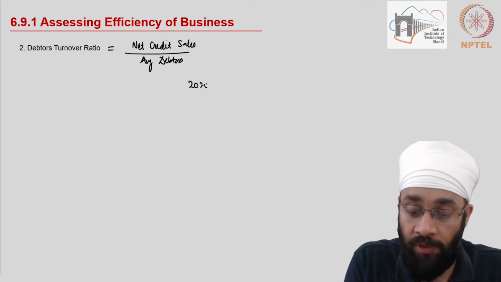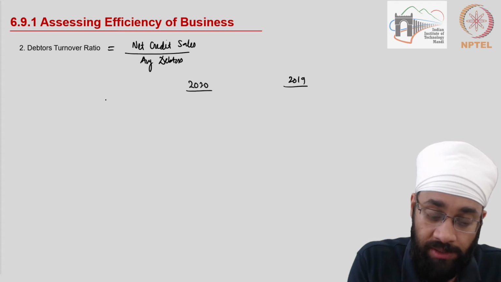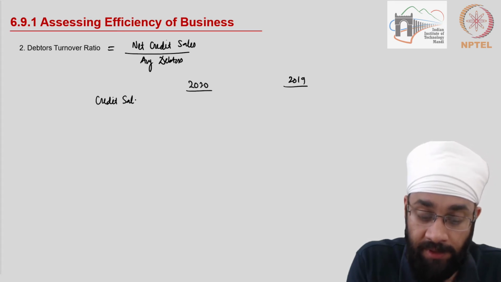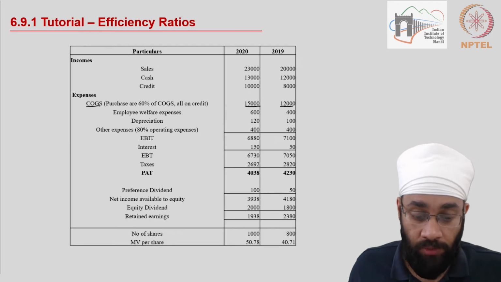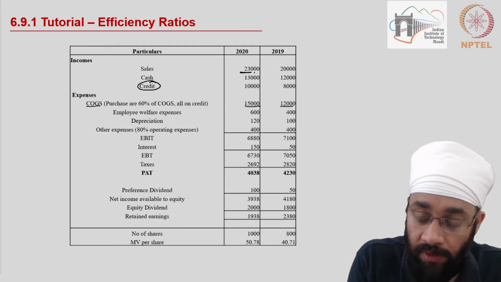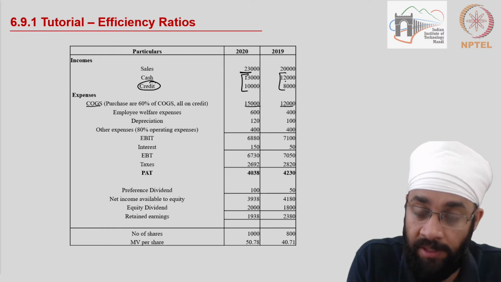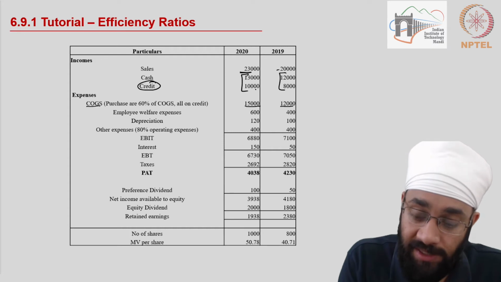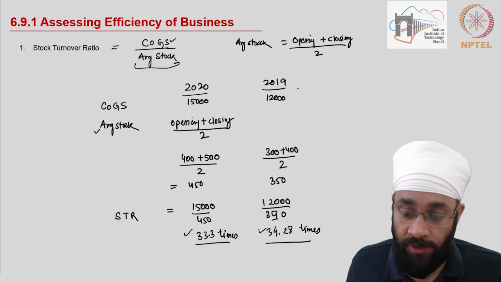We have 2 years worth of data, and for these 2 years credit sale is something which is clearly stated. Credit sales is going to be in the income statement. So this 23,000 is made up of these numbers. 20,000 is made up of these two numbers. So credit sale is 10,000 and 8,000 respectively.